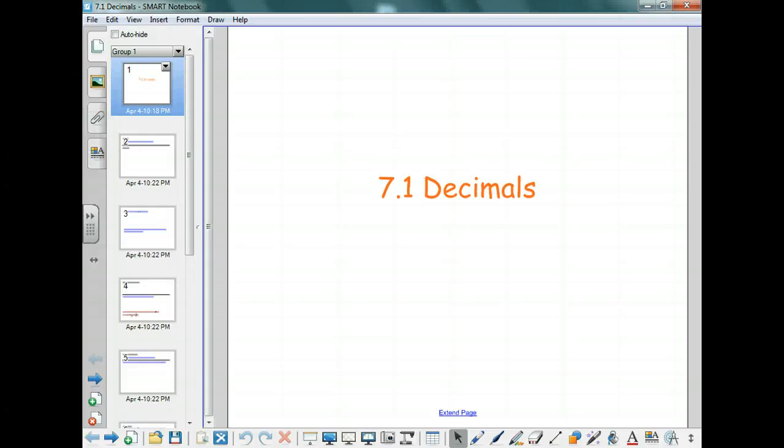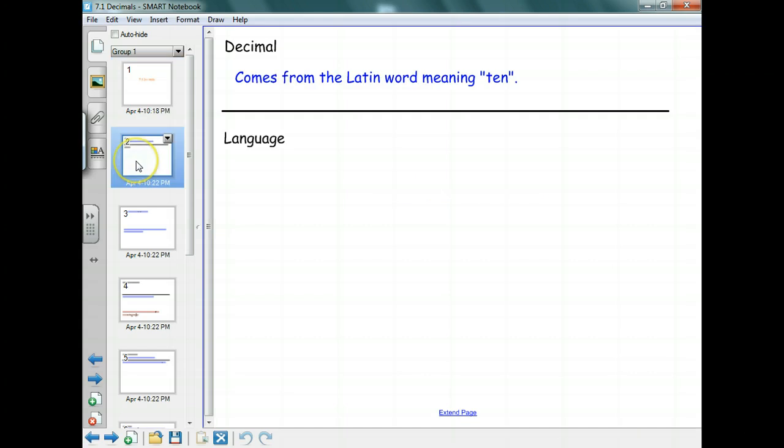So we're going to take a look at section 7.1, which is our introduction to decimals. And as we're taking a look at these decimals, the first thing I want to talk about is the language that we use. The word decimal comes from the word ten, DEC, decimal, that's our decimal base. This is a base 10 system. And the language we use has to do with the placement of each of our values.